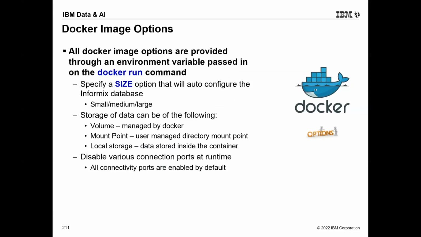Storage of data can be one of the following: a volume managed by Docker, a mount point, which is a user-managed directory mount point, or local storage, with data stored inside the container. You can also disable various connection points at runtime. All connectivity points are enabled by default.